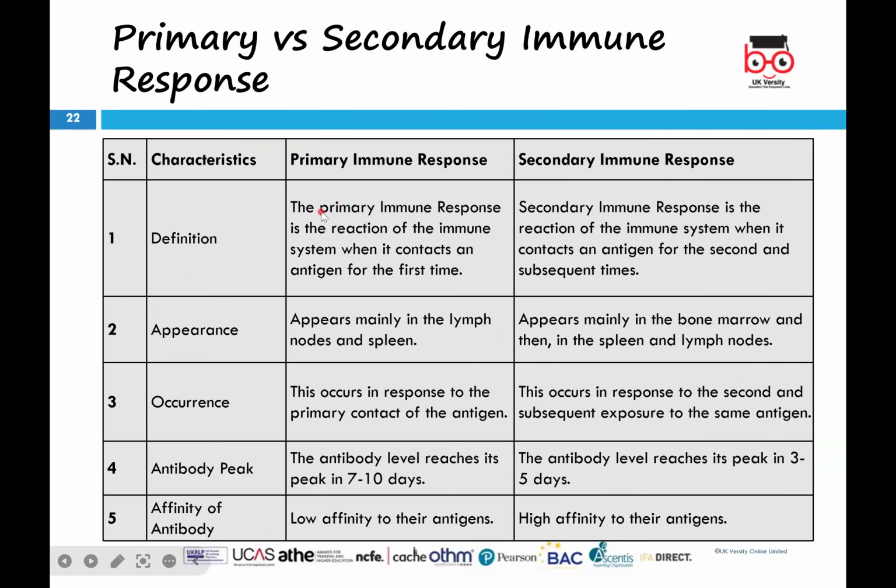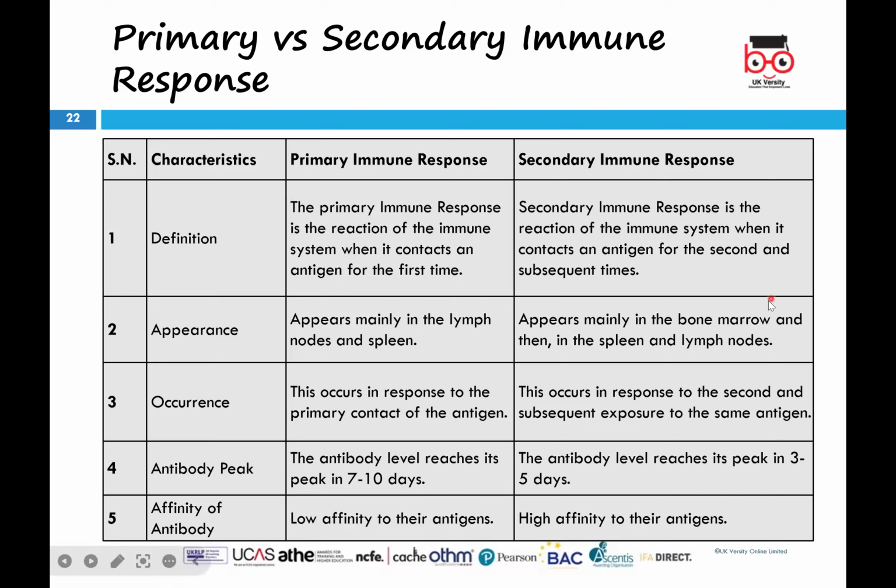So these are some things that you need to remember. The primary immune response is the reaction of the immune system when it contacts an antigen for the first time. Secondary is the reaction of the immune system when it contacts an antigen for the second, third, fourth time, however many times. How does it appear? It appears mainly in the lymph nodes. So the primary response is in the lymph nodes and the spleen, which is an organ in our body.